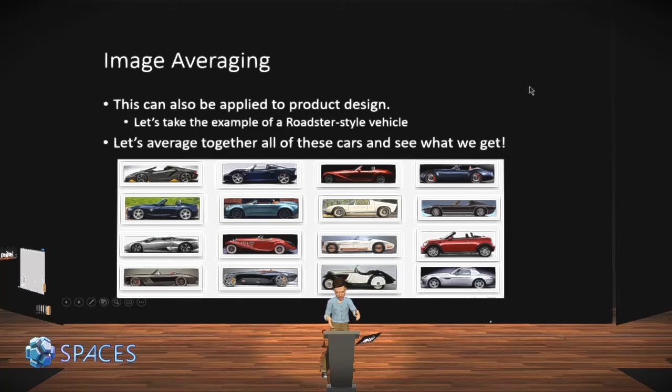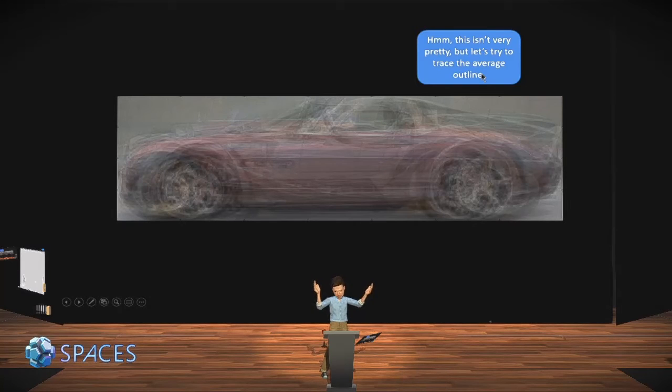If we average all of these images together, what do we get? We get this. That's not very compelling, is it? It's a blurry image of a car? Well, that's frustrating. Well, maybe it's not as frustrating as we think.